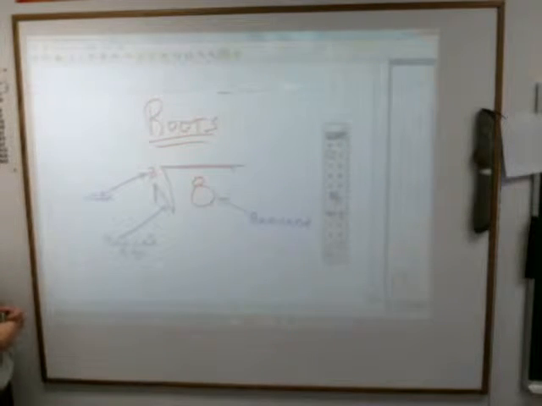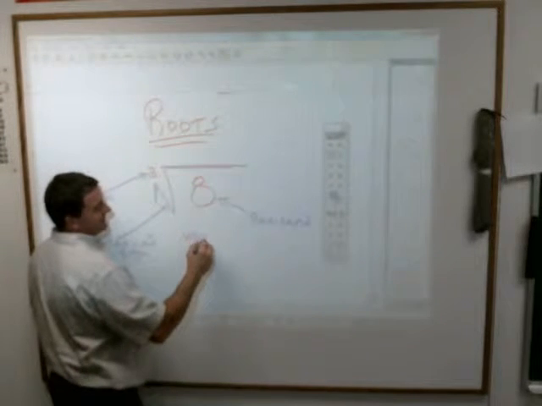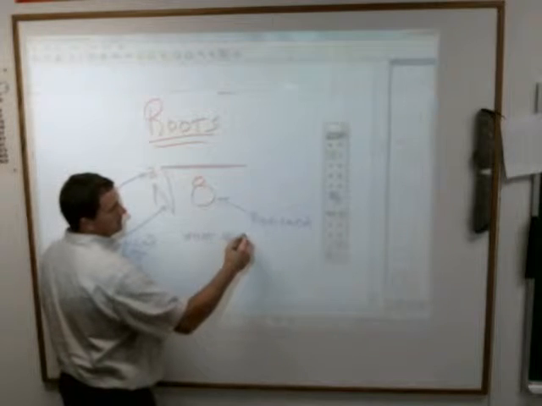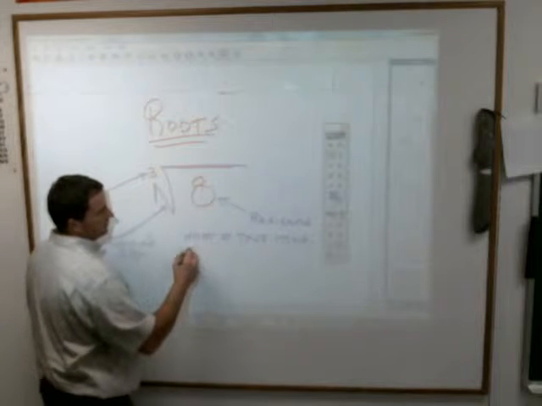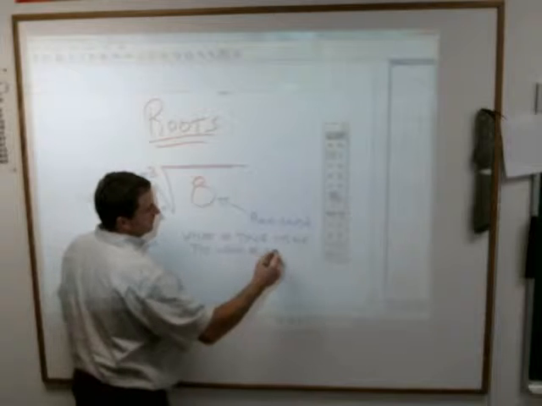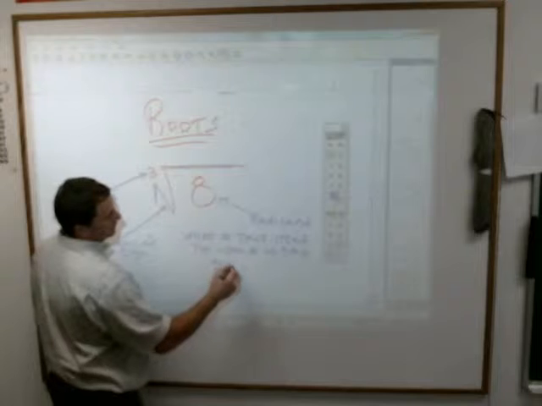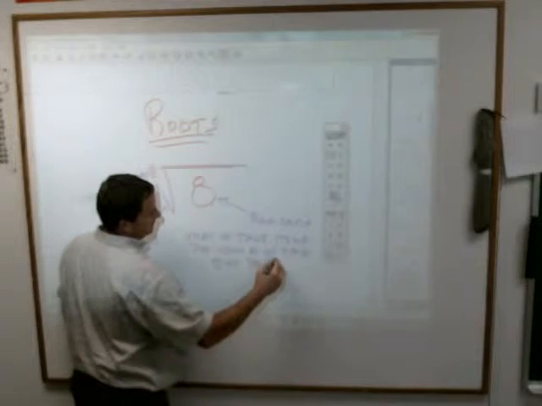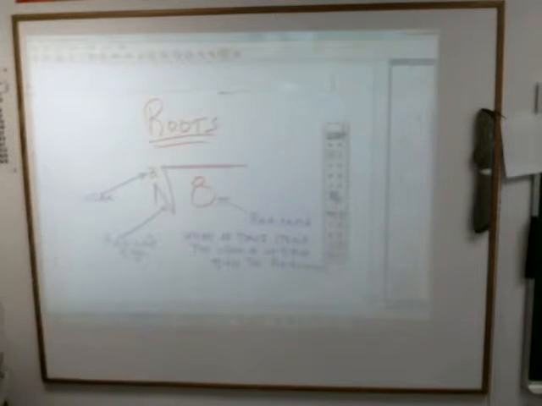It's a radicand. And the question you need to answer is, what number times itself the index number of times gives you the radicand? What number times itself, the index number of times gives you the radicand, which means this.